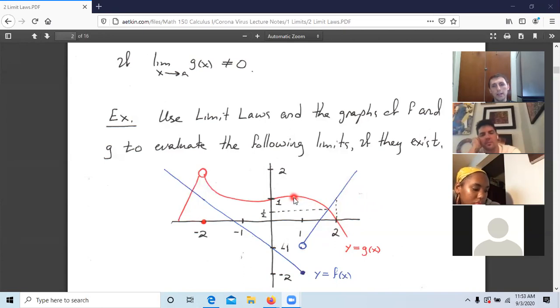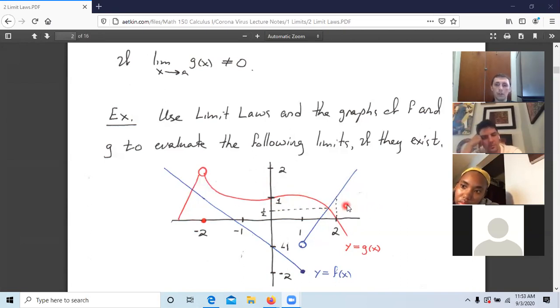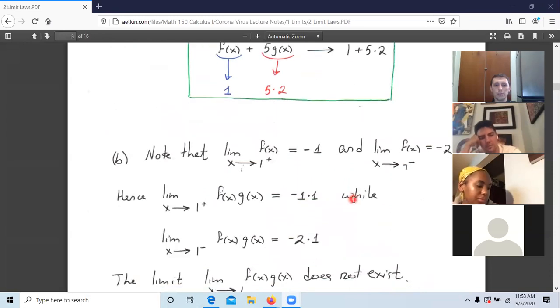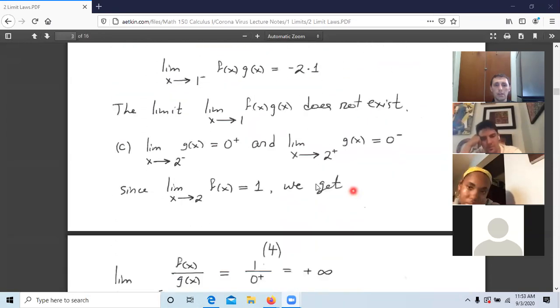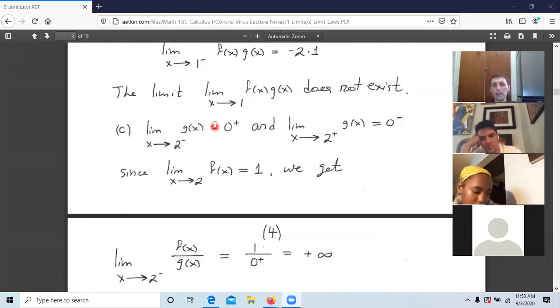On the other hand, if I move from the left, this is 0 plus. You see, I descend, so y is a positive 0, right? So it's 0 plus, which means it's 1 over 0 plus, and that's positive infinity. Good? So this is the calculation again, guys. Here, as x goes to 2 minus, g is 0 plus. As x goes to 2 plus, g is 0 minus, and f is 1.